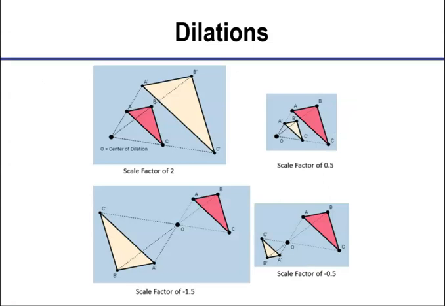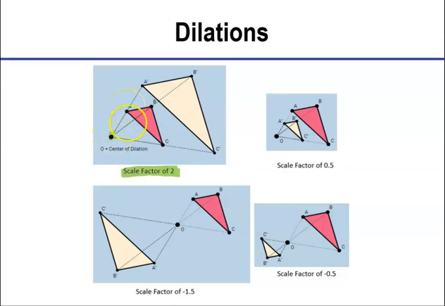Okay, so first look at the top left image. We have a scale factor of 2. Okay, so let's look at this one. And this is just like the problem we just looked at. So here is your point O. Notice again, O, A, and A primed are collinear. They all lie on the same line. And the distance from O to A primed is twice the distance then from O to A.